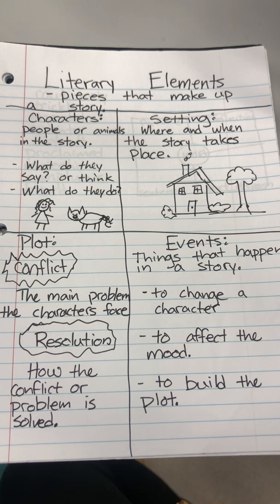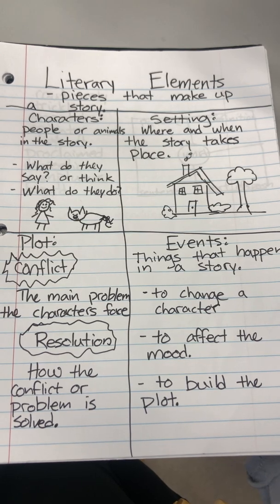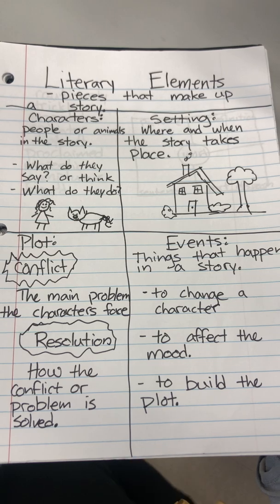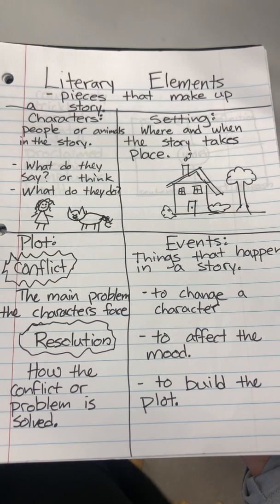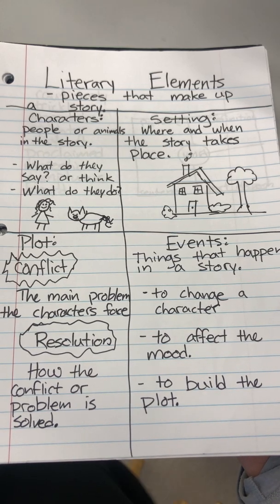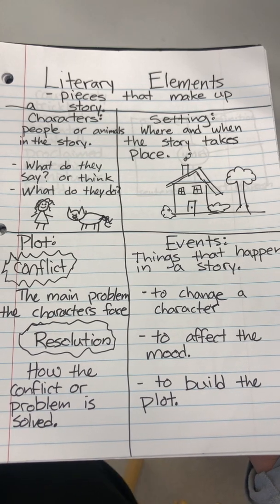And then you have the events, the things that happen in the story. It says to change a character, to affect the mood, to build the plot. So the changes that she went through is that they finally got their green cards, and she had the rock that helped her remember her friend and the place where she came from. She had her journal that she was able to write in that helped her to remember her culture and where she came from.